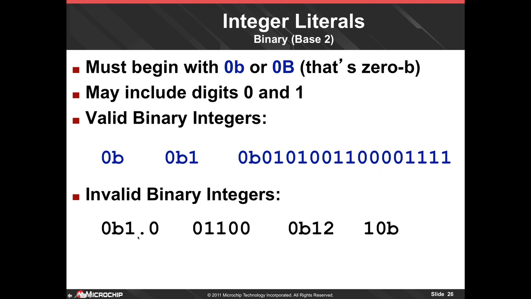The invalid ones, okay, it's got a decimal number here. This is preceded by nothing. There's no 0b here. And there is a 0b here, but it's got a number 2 in it. We know that 2 isn't one of the digits in binary. And then there's no prefix here.